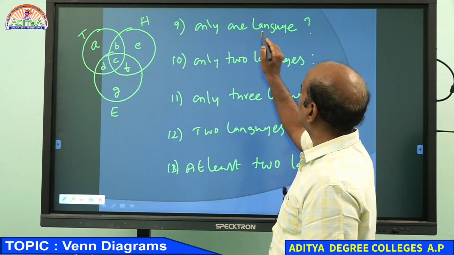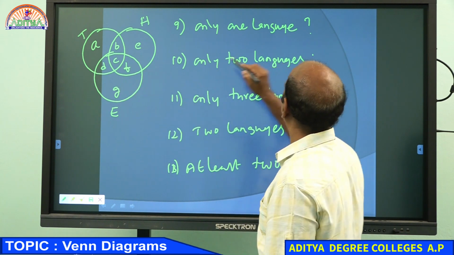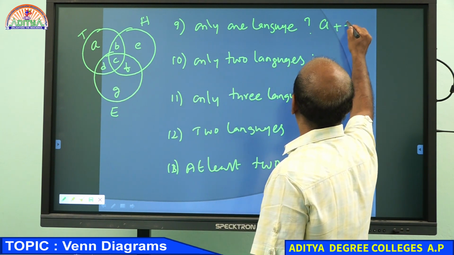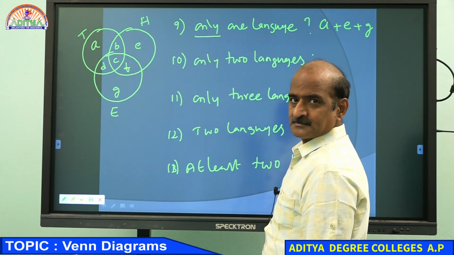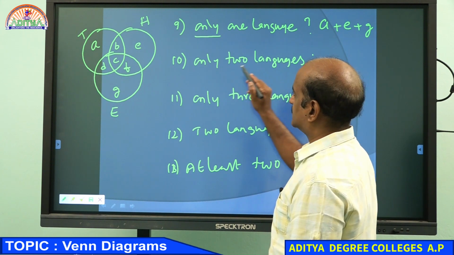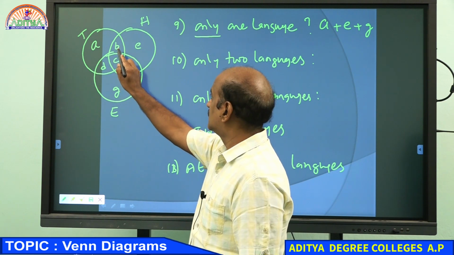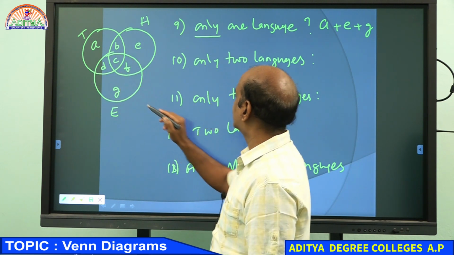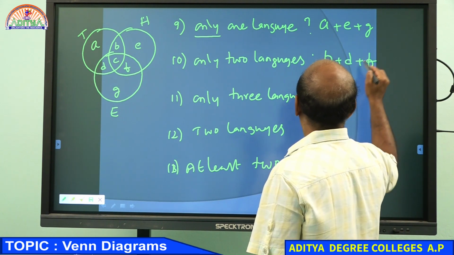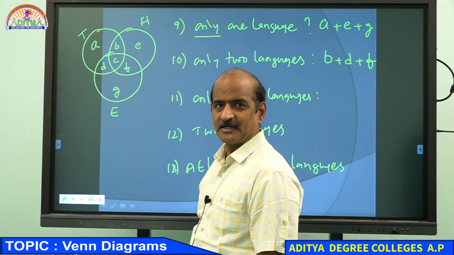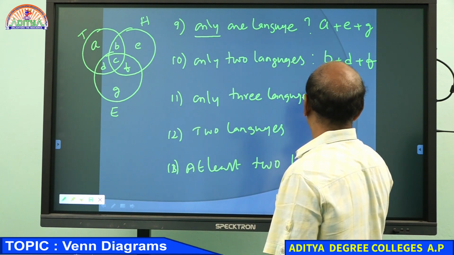Now just listen to me. Question number 9, only one language: A, E and G. So, A plus E plus G. Only two languages: he likes only two. B, D, F. Only three languages: obviously, there is only one person, that is C.